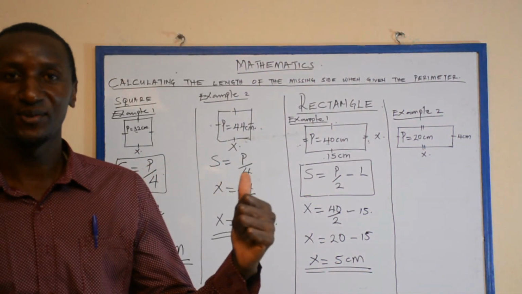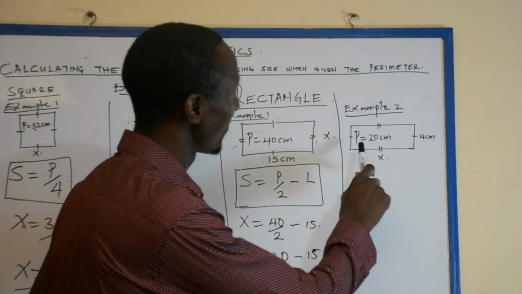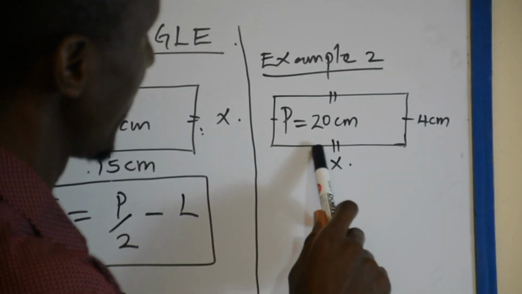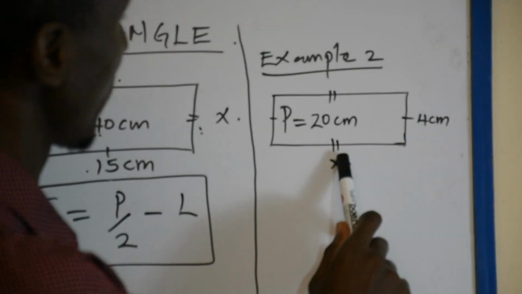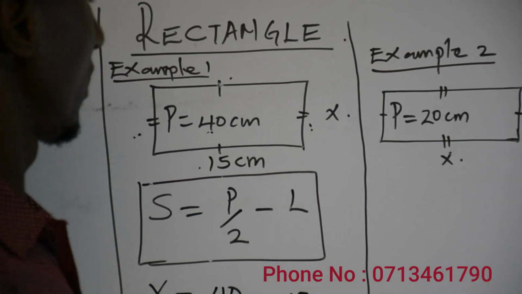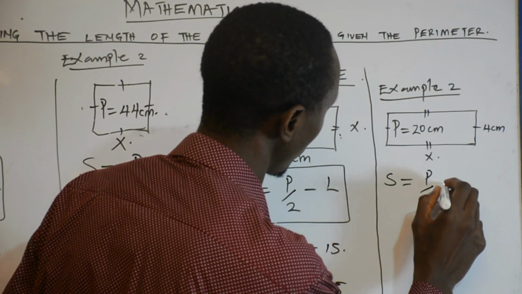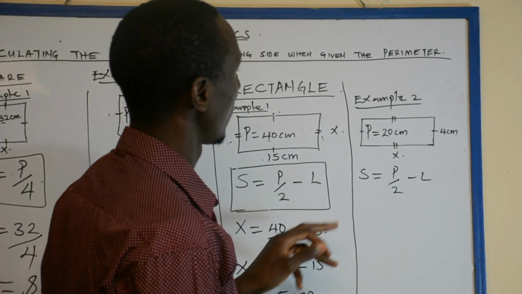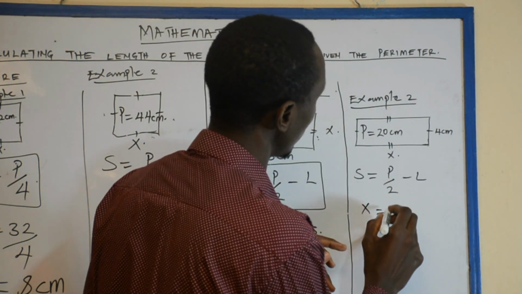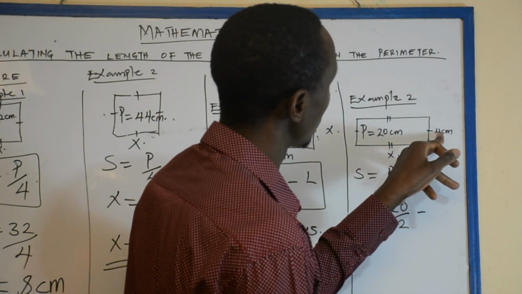Okay? Look at example 2 here on rectangles. You've been given the perimeter as 20 centimeters. You've been given the width as 4 centimeters, but you're not given the length. So what they want is the length. Find this length here, x. As usual, the first thing you have to do is to state the formula. The formula is here: S is equal to P over 2 minus L, whereby the S that we want is this x. X is equal to, perimeter has been given as 20, over 2 minus our L which is here, 4.